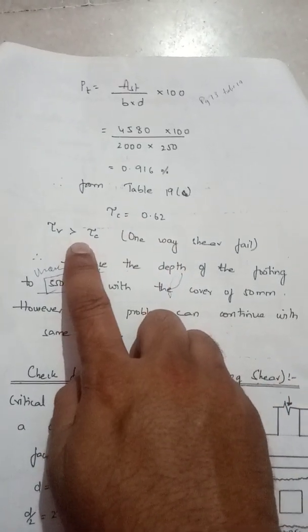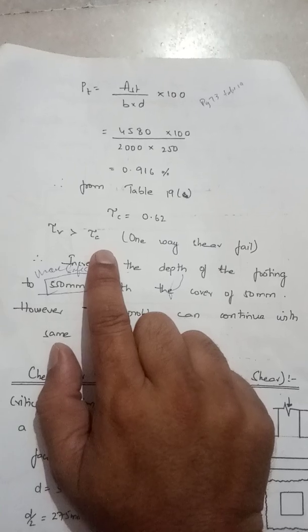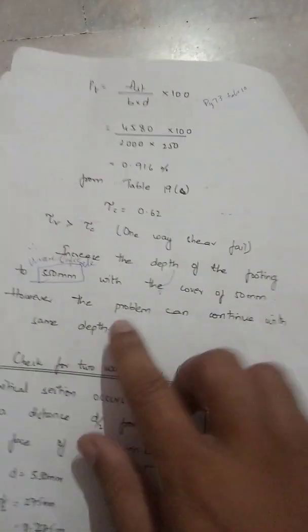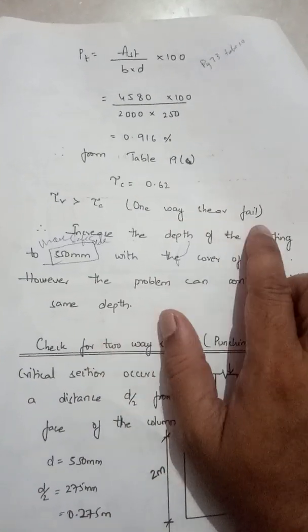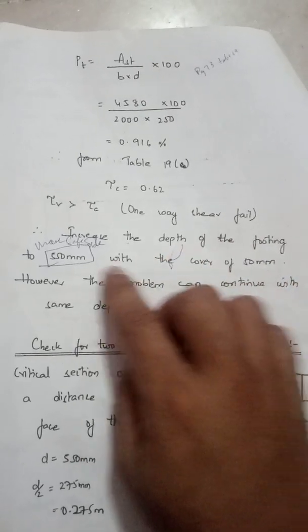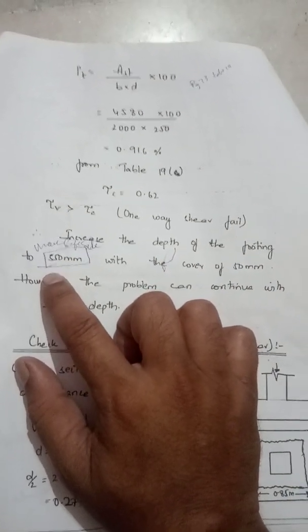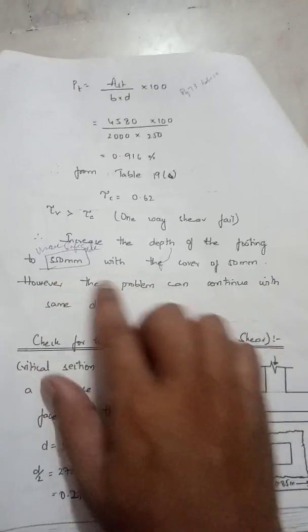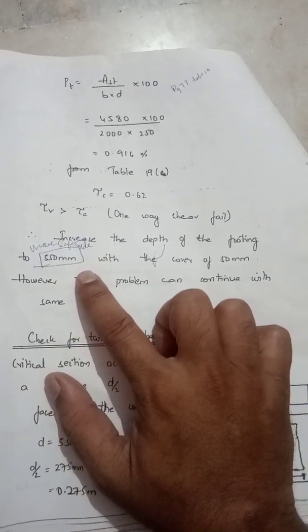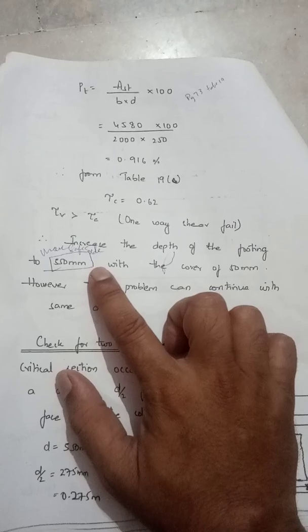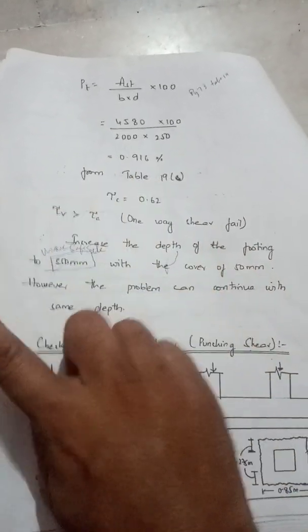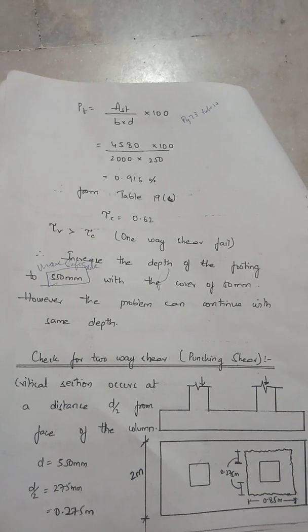So tau V is greater than tau C. Basically, we want tau C greater than tau V. You can see here tau C is 0.62 and tau V we got as 0.927. So one-way shear has failed. Increase the depth of the footing to make it safe. Remember one thing: in combined footing, whatever depth you get, multiply the depth by 2 or 2.25 times, because otherwise it will fail here. You will have to repeat the steps from the depth of the footing.